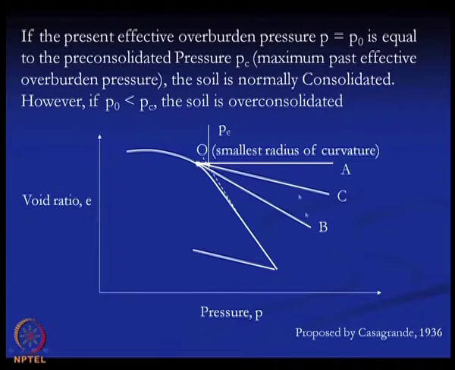Now, there is another very important thing, the over consolidated soil. What is over consolidated soil? If the natural or current pressure applied on the soil is less than the pressure which was previously applied to the soil, that is, the soil has experienced more pressure than is currently applied on it, then that soil is called over consolidated soil.